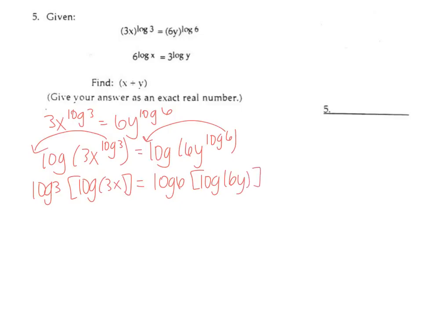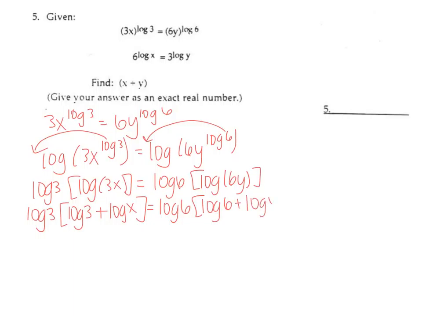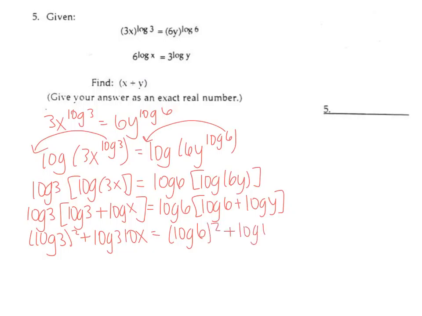Okay, so then in brackets, that log of 3x becomes log of 3, add log of x. On the other side, this becomes log of 6, add log of y. Simplifying this, I have log 3 squared, add log 3 log x, equals log 6 squared, add log 6 log y. Okay, that was all from the first equation. That's the most simplified that I can get. So now I'm going to go on to the second equation.